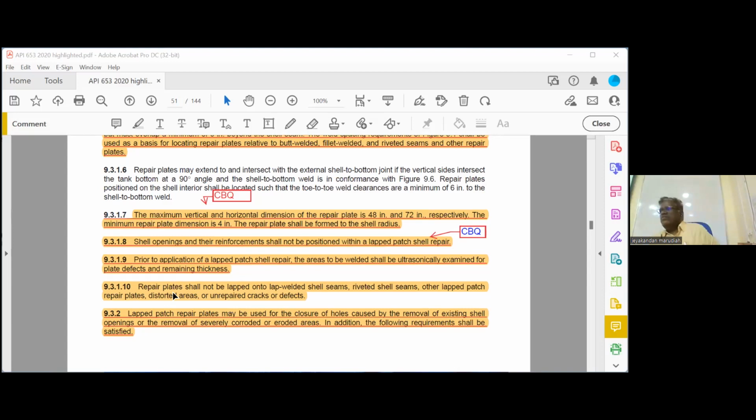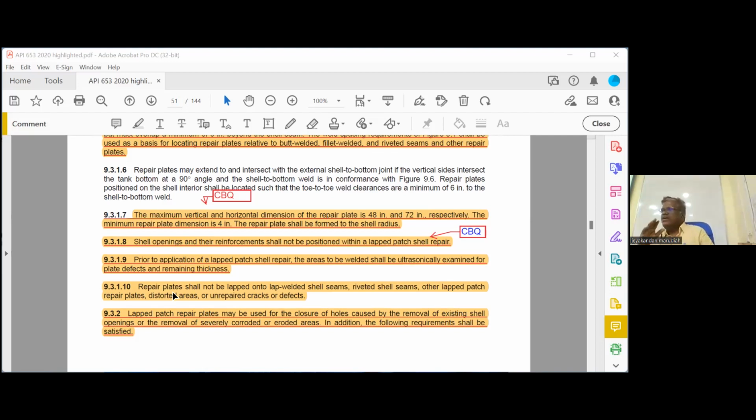Okay. What is the minimum plate thickness? 3/16 inch, that is 5 mm. Maximum is half of the thickness. Yeah. Less than half an inch only allowed. Is it clear? Definitely 2-3 questions will be there.